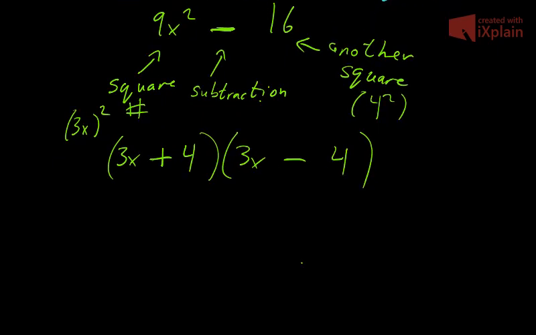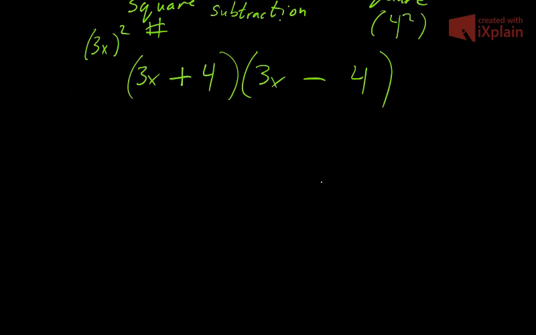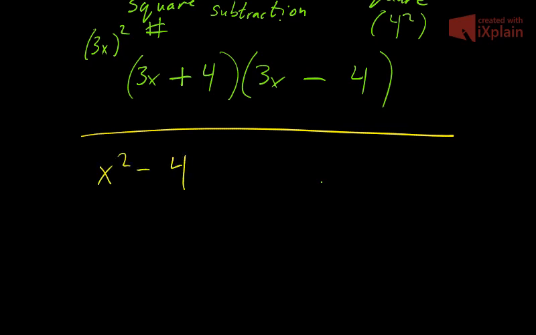So anytime we have a difference of squares, we just have to find their square roots and have one where it's added and one where they're subtracted, and we'll be good to go. So let's try one more problem like this just for fun. What this is going to be is I'm going to have x squared minus 4.